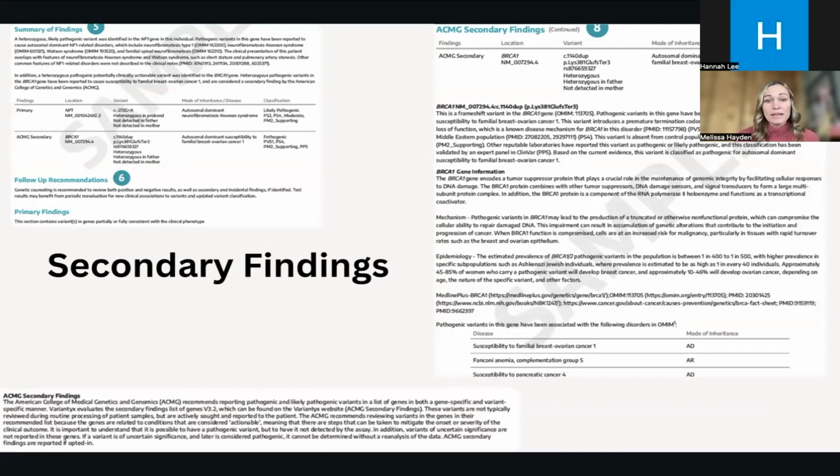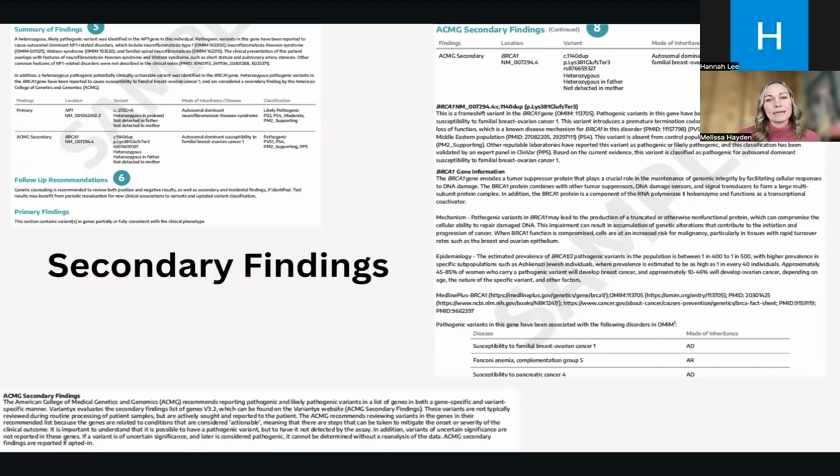At most labs, if a child is the patient and the parents are also being tested as a trio, they can only opt in if their child has also opted in for these secondary findings. Secondary findings are only included in whole genome and whole exome sequencing tests.